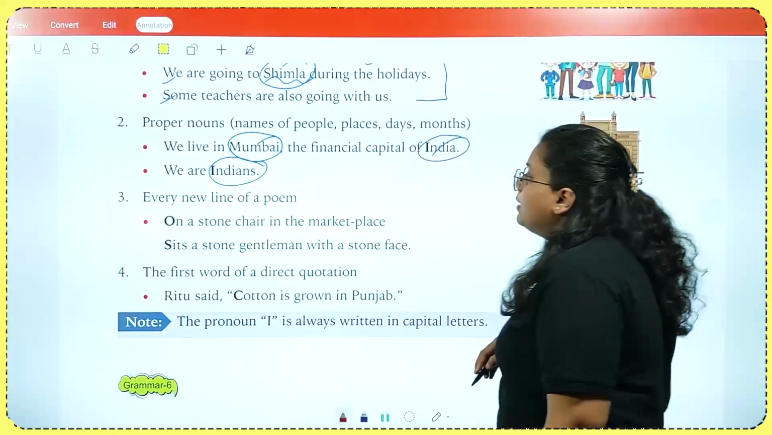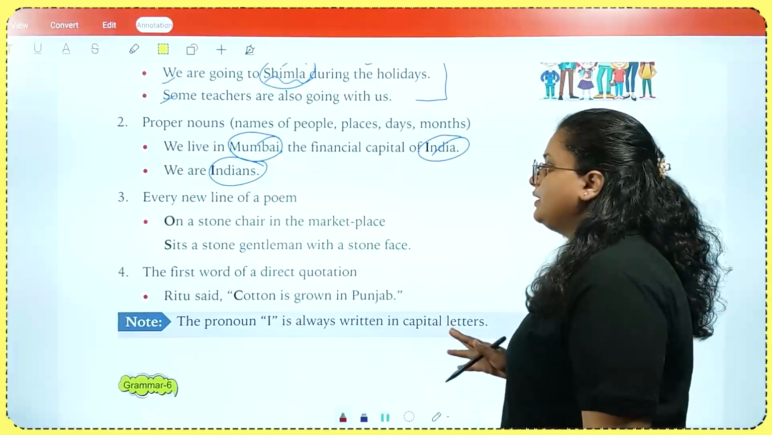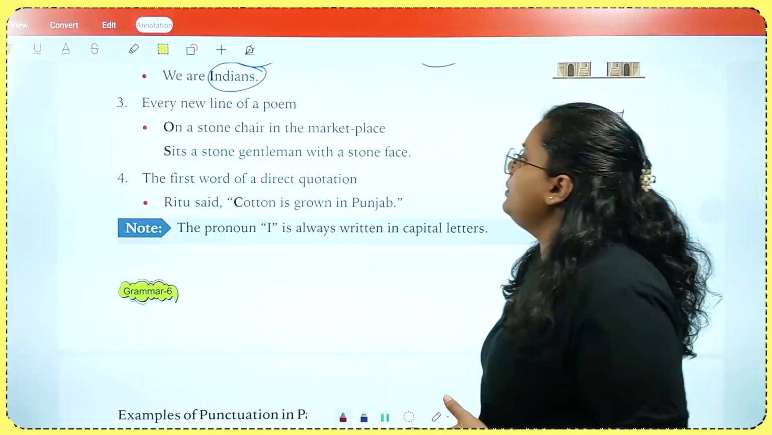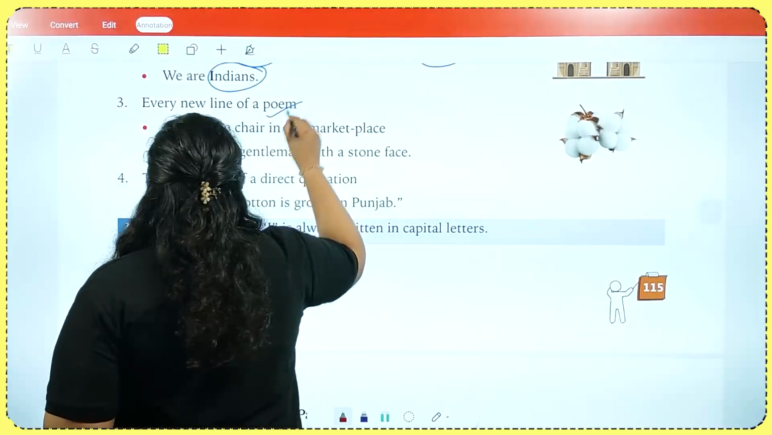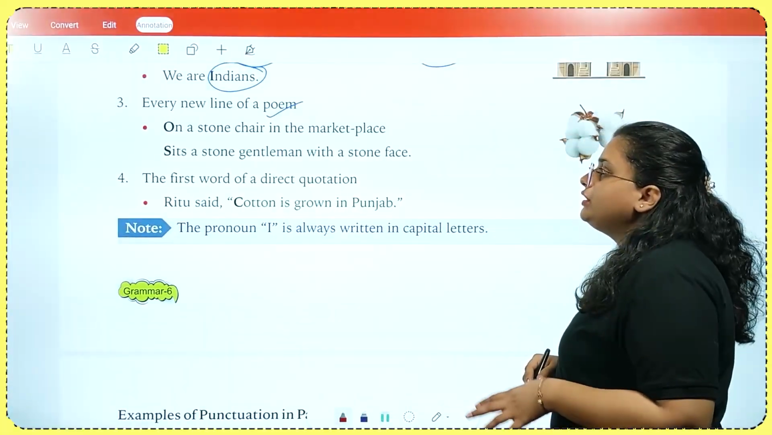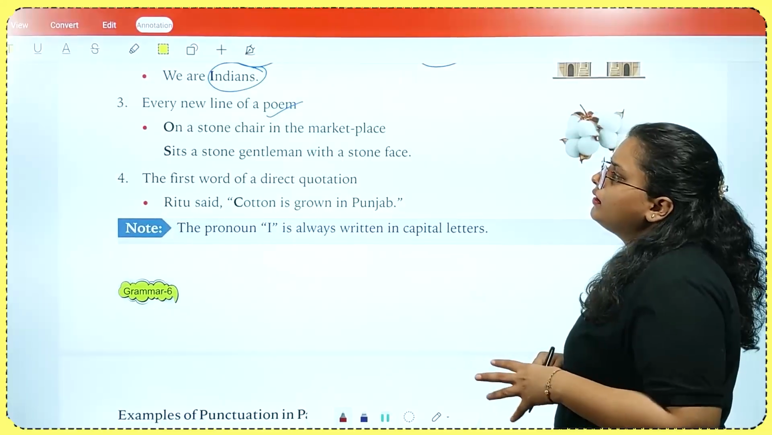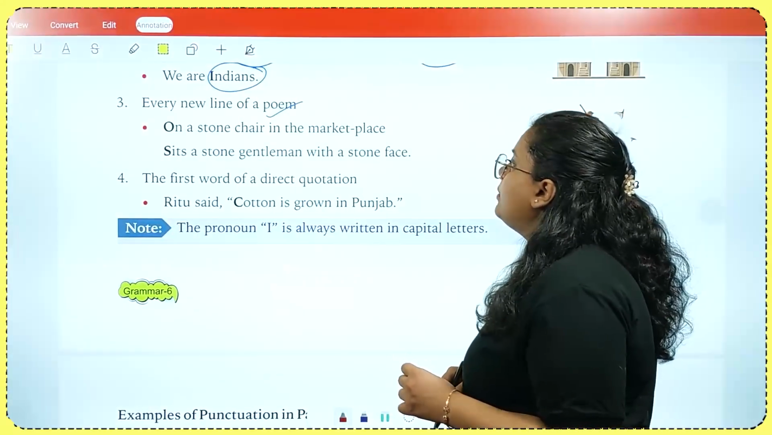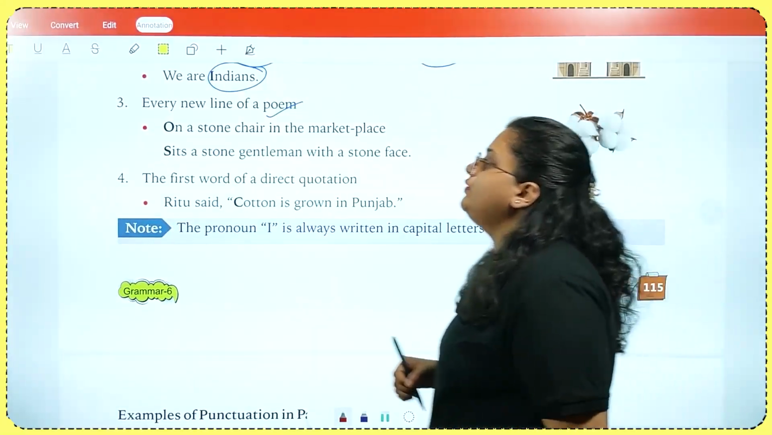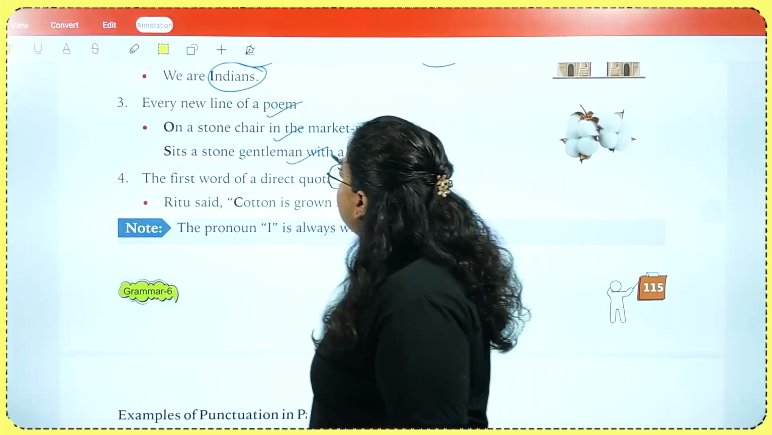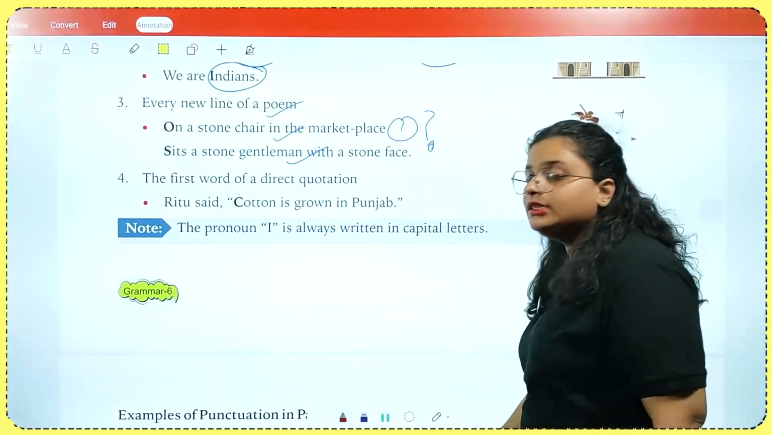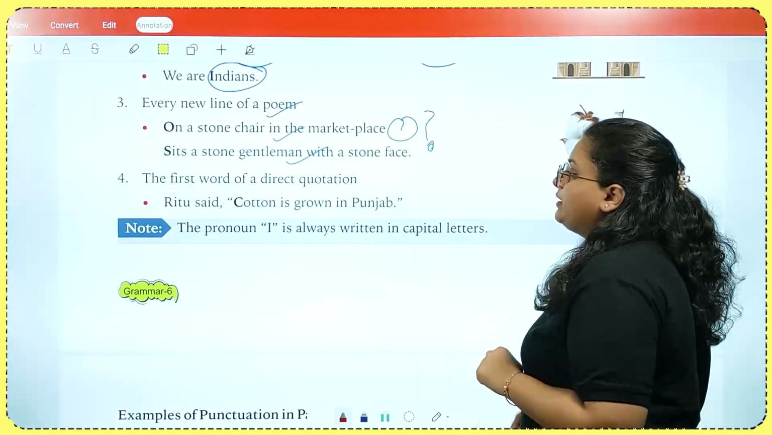People belonging to a place, a community. The first word is capital. Every new line of a poem, any poem, even if there is no full stop, will begin with a capital letter. On a stone chair in the marketplace sits a stone gentleman with a stone face. So both lines of the poem, though there was no full stop here, started with a capital letter.